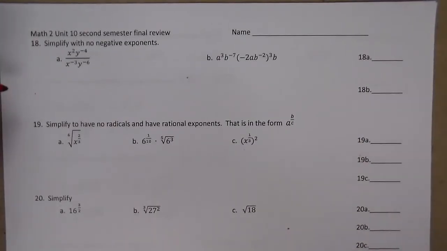This is the Unit 10 second semester final review. We're now looking at number 18. So we first have to simplify with no negative exponents.